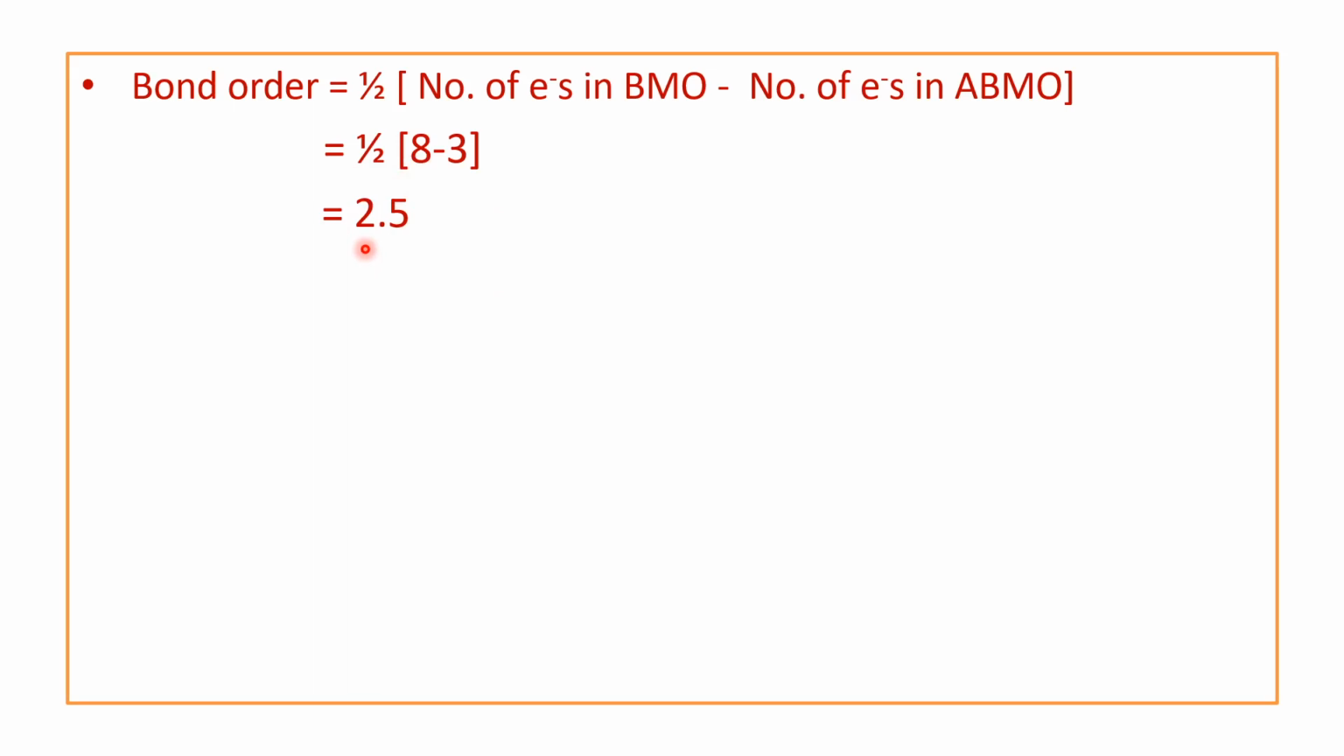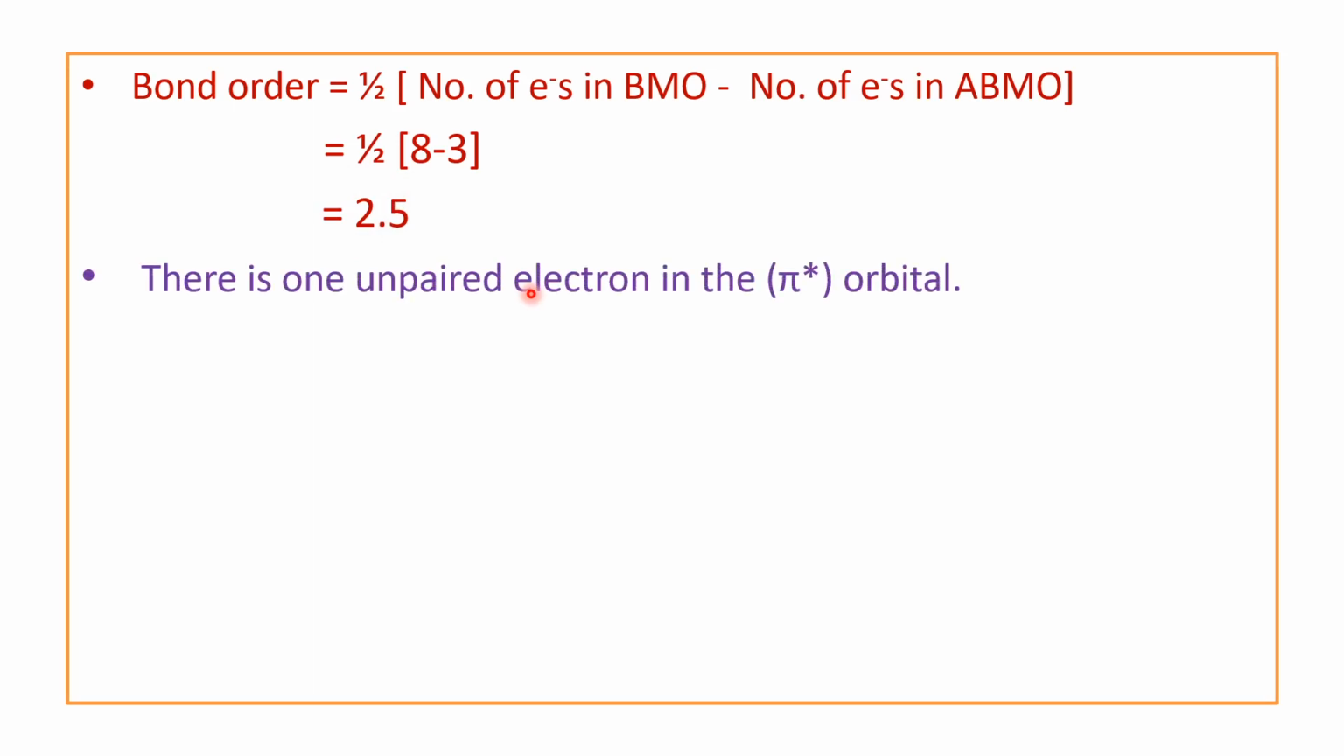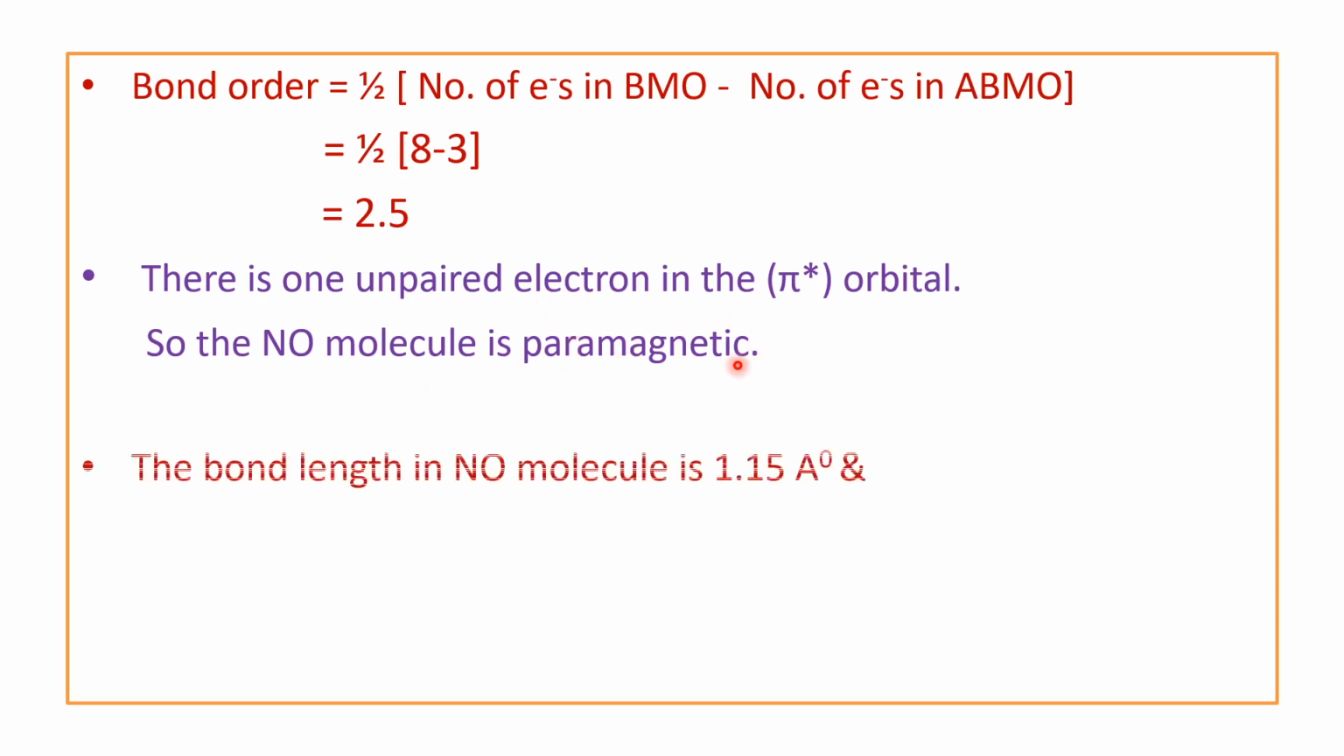2 means there is a double bond between the two atoms, and 0.5 means there is an unpaired electron. Okay. So the bond order of nitric oxide is 2.5. So there is one unpaired electron in the pi asterisk orbital. So we can say that the NO molecule is paramagnetic in nature. As there is one unpaired electron in the antibonding MO, the NO molecule is paramagnetic.